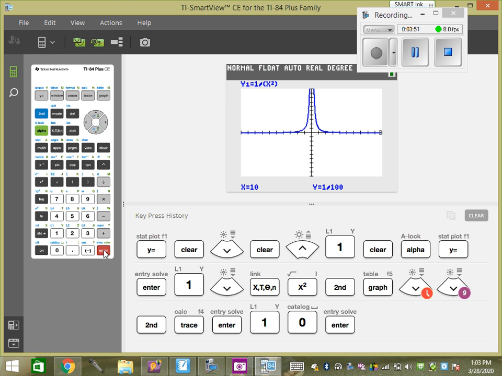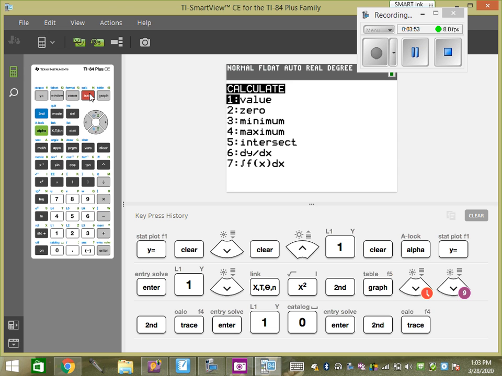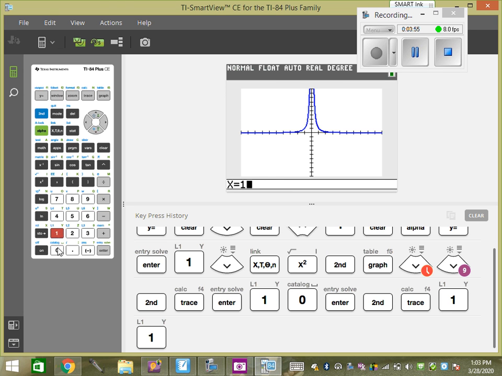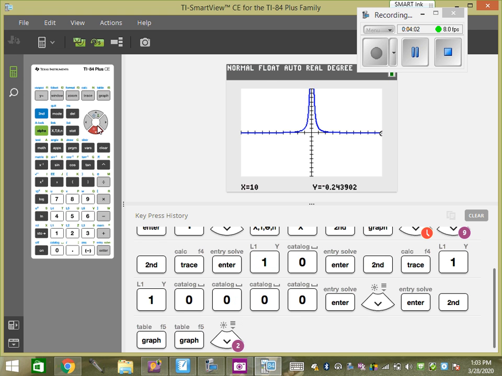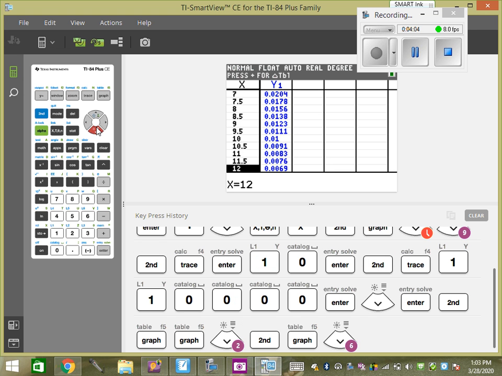If I do second trace value, say I put in 10,000. I'm exceeding the limit. Why? Because as I go to my table of values, as my x's get bigger, look what happens. I just get closer and closer to what? To 0, right? I'm just getting closer and closer to 0.